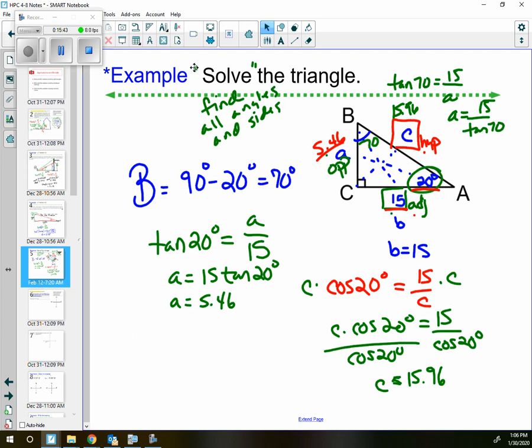Well, which side is across from the 20? The 5.46, that's the smallest side. It's across from the smallest angle. That's reasonable. Look at your hypotenuse, 15.96. Biggest length? Yeah, it should be. It's the hypotenuse. It's always going to be the longest side.